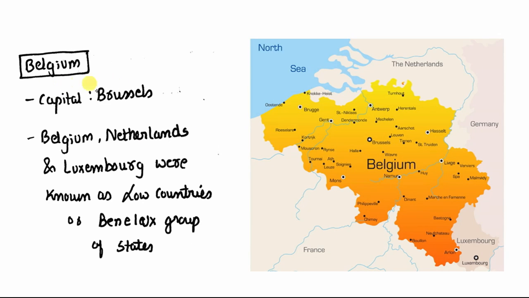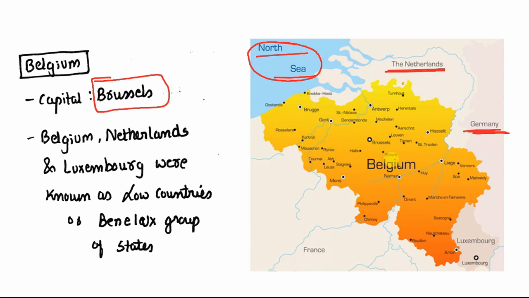Second one is Belgium. What is the capital of Belgium? It is Brussels. We'll see the neighboring countries. Belgium has the North Sea in the northwest. In the north it has Netherlands, and in the east it has Germany. In the southeast it has Luxembourg. And in the southwest it has France.